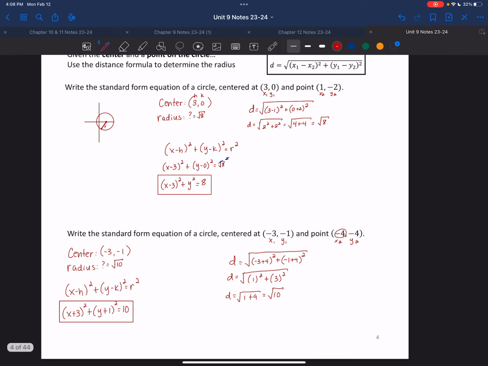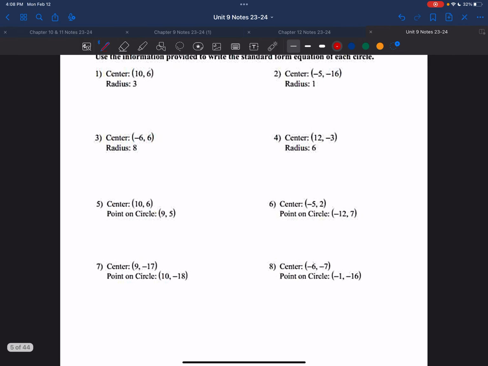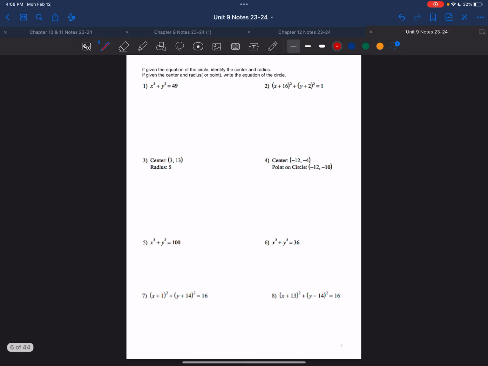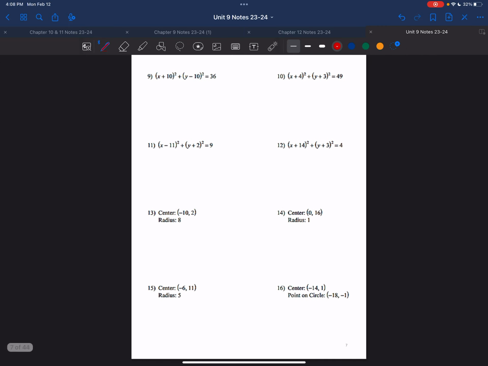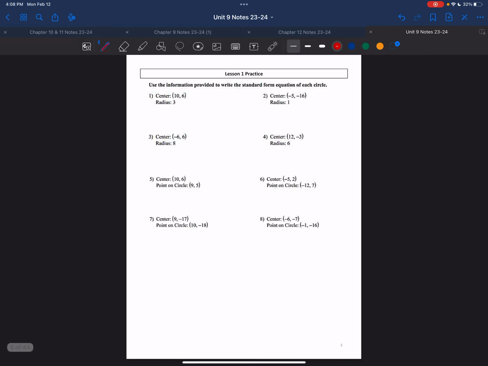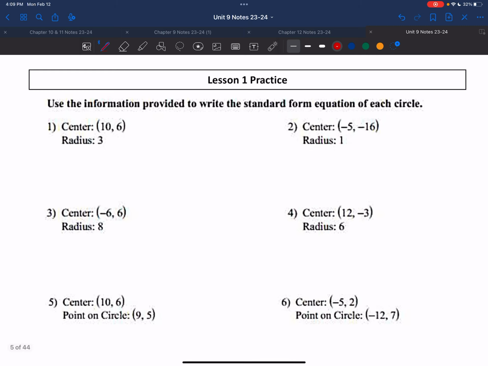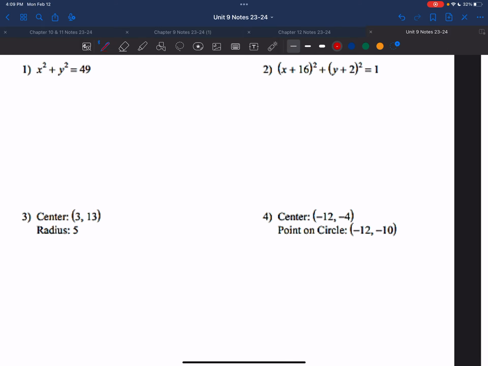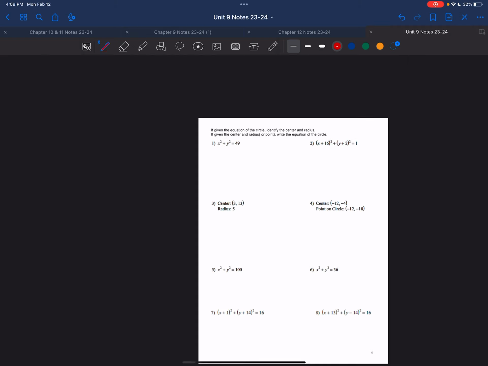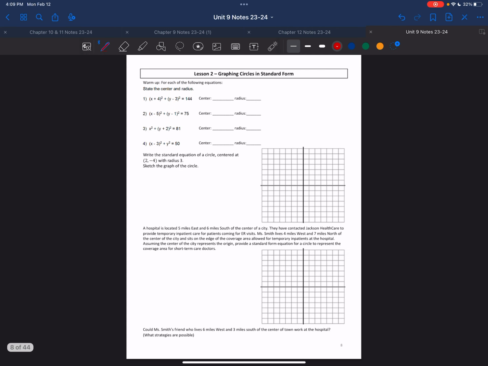All right. So, your work: for practice, you've got pages 5, 6, and 7. Some of these problems, like for example on page 5, either give you the center and the radius and you've got to find the equation, or they give you the center and a point on the circle and you've got to find the equation. Sometimes they give you the equation and ask you for the center and radius. So work through pages 5, 6, and 7. And then in the next video, we're going to go over lesson 2.